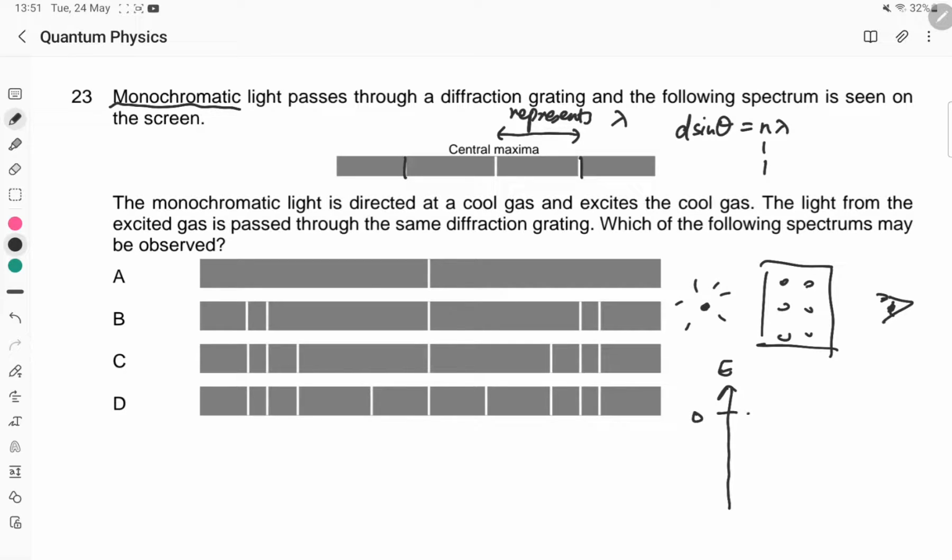So once again, let me draw it in a free state first. Let's say that this is the ground state of the gas. This particular monochromatic light managed to excite this gas all the way up to this level. Now we do not know the energy level diagram of this gas, but we could guess there could be maybe some levels here, some level here.